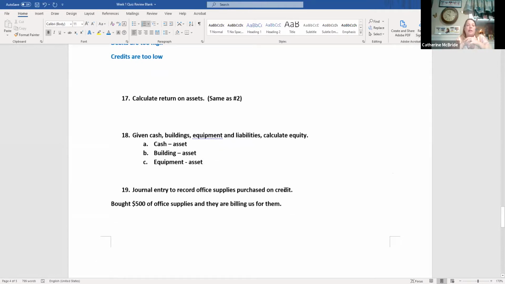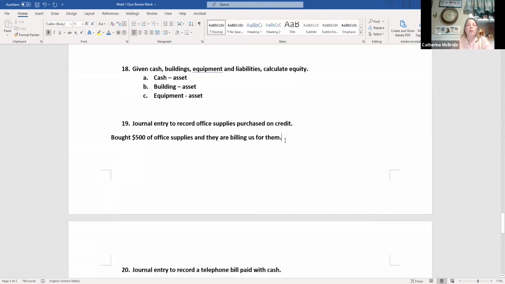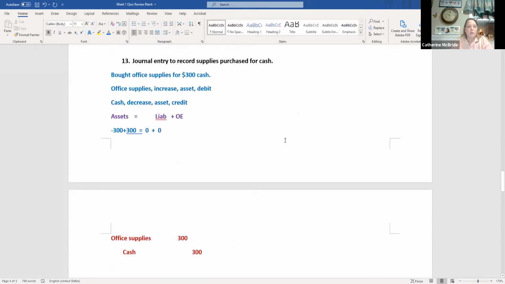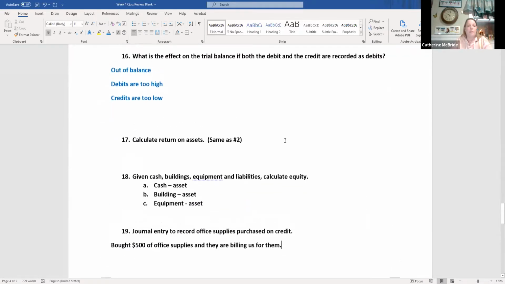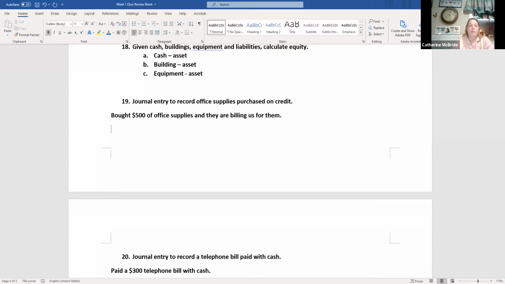Okay. 19. We're getting close. Journal entry to record office supplies purchased on credit. So we bought $500. Didn't we just do this one? Oh, we did a cash variation of it. Yeah, cash. The journal entry before that was 500 instead of 300. That's what I'm thinking of. We bought $500 worth of office supplies, and they are billing us for them.